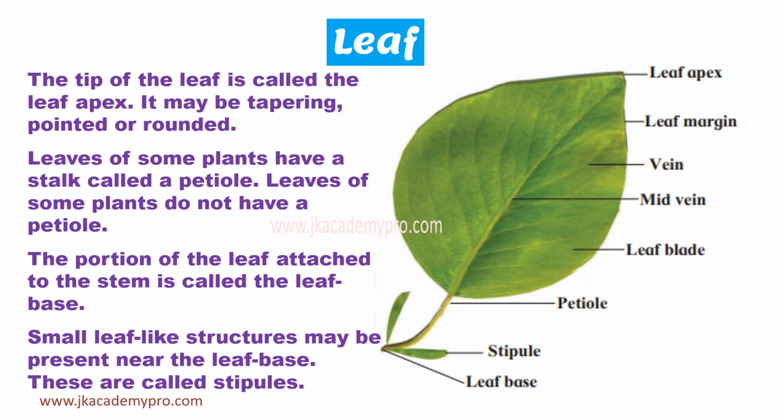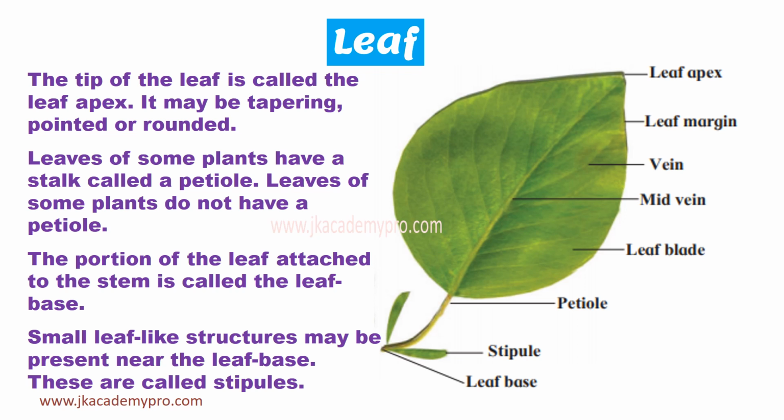The leaves of some plants have a stalk called a petiole, that is a stem-like structure. So, that small little tiny stalk is called the petiole. And leaves of some plants do not have a petiole at all. So they will directly grow from the part of the stem. The portion of the leaf attached to the stem is called the leaf base. That is where it gets attached to the stem. So that part is called the leaf base. And small leaf-like structures may be present near the leaf base, and these are called the stipules. So follow that in the picture alongside.